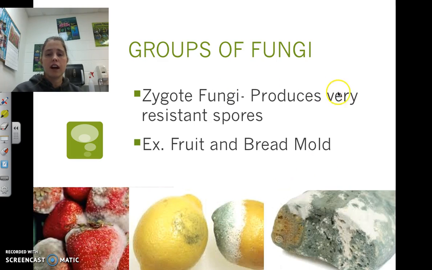And then zygote fungi. This produces very resistant spores. This is usually fruit and bread mold. So all the mold that you get all over your fruits and your breads and all your vegetables, usually your food mold, okay, all is grouped into this zygote fungi. And it's resistant because it has to be resistant, meaning like you can still have your strawberries get mold in the fridge because those spores are resistant to the cold. Okay, they are very hardy or sturdy fungi.